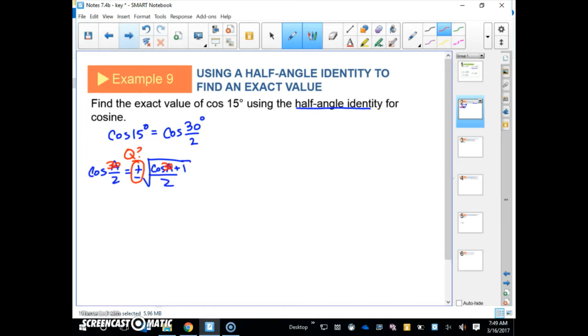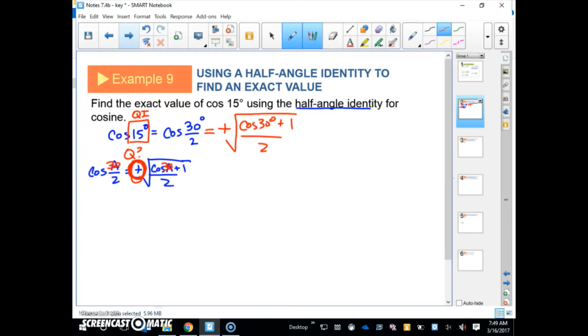All right? But we know what quadrant we're in because it's 15 degrees. 15 degrees is in quadrant 1. So that means that I would be using the positive version of this formula. Okay? So because we're in the first quadrant, we're going to use the positive version of this formula, and it's going to be square root cosine 30 degrees plus 1 over 2. It's pretty complicated, but we can get there.